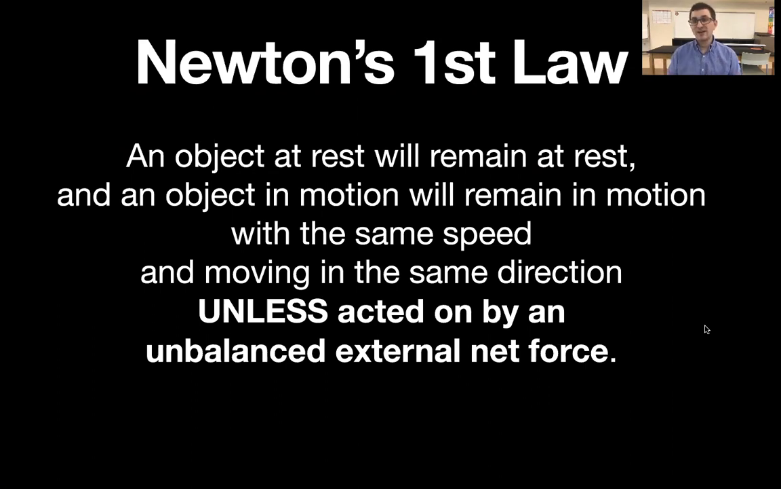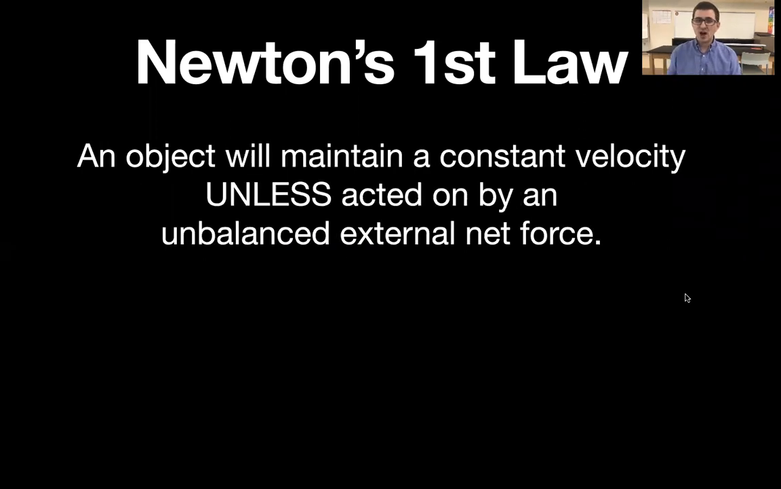So that's a mouthful. Again, there's a way that we can clean this up, but this is probably the way that you've heard it before. The way that you can clean it up is, well, if it's at rest or same speed, same direction, there's a word that we have for that. You can just say an object will maintain a constant velocity unless acted on by an unbalanced external net force. So we'll talk about more what unbalanced external net force means, but it basically means pushes or pulls that cause it to change its velocity.